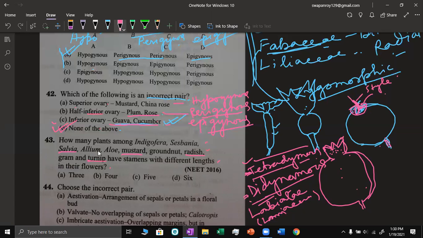Allium and aloe belong to Liliaceae. In these, all the stamens are equal. So here we have Salvia, mustard, radish, and turnip. These have stamens with different lengths. So we have four.